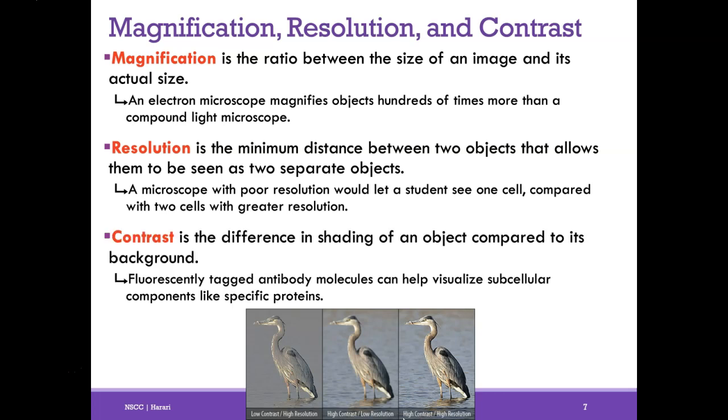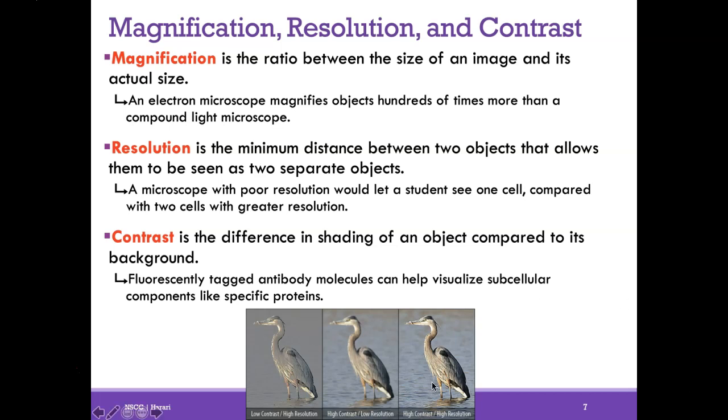And contrast is the difference in shading of an object compared to its background. So we need to have some objects stand out, so we need good contrast. Sometimes you can fluorescently label certain molecules to make them a different color so they stand out.